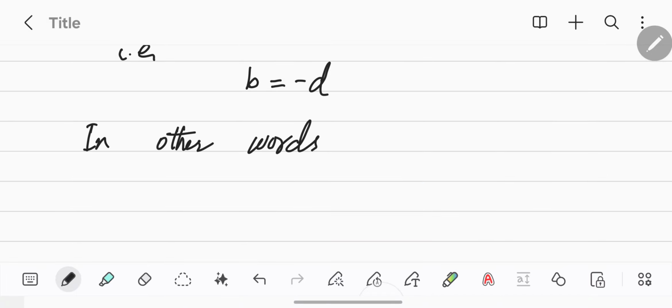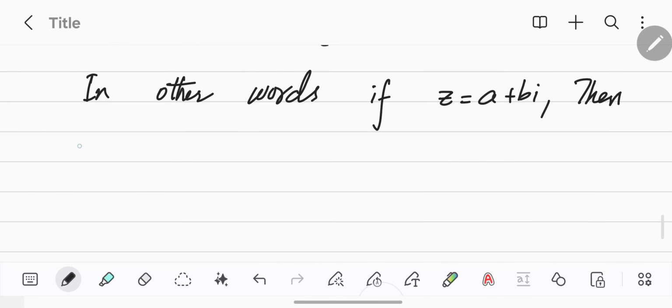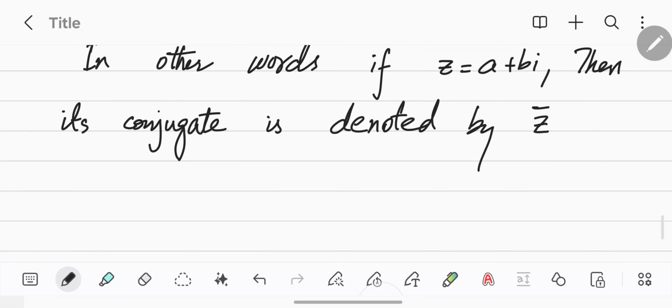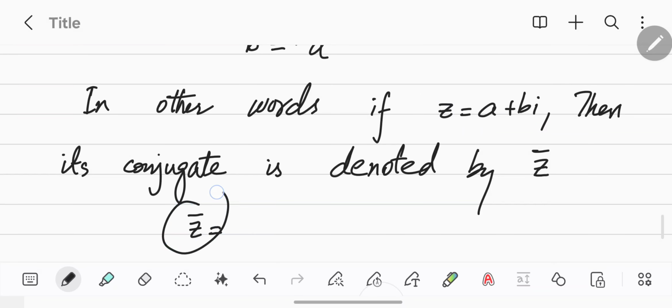Or in other words, if I have a complex number z, then its conjugate is, first of all, let's look at the notation. If z is the complex number, then its conjugate is denoted by z bar. With this line, I denote its conjugate. So z bar is the conjugate. I will write z bar is equal to, so this is the complex number and this is the conjugate.